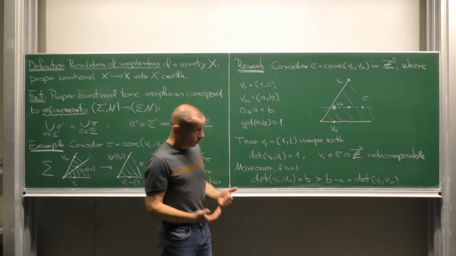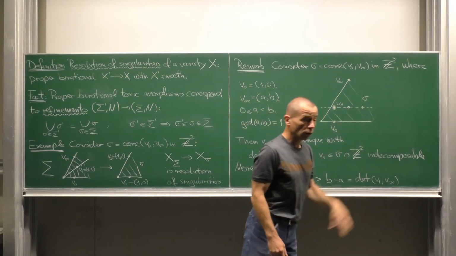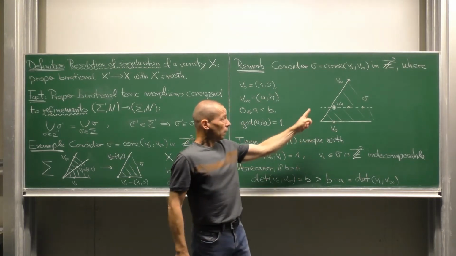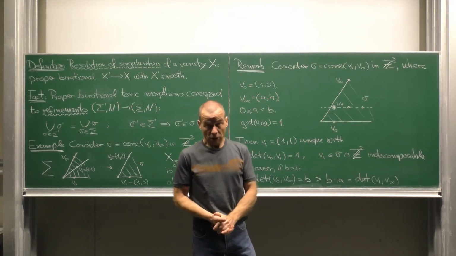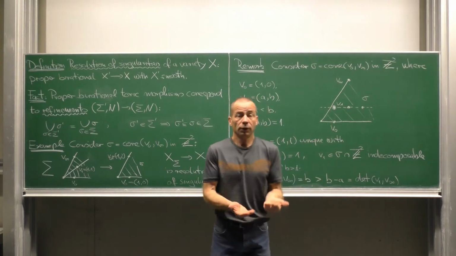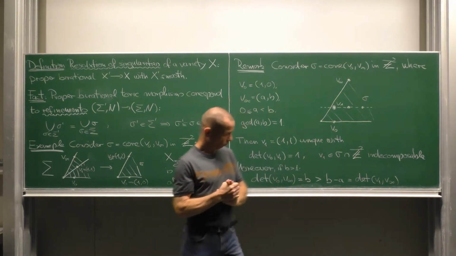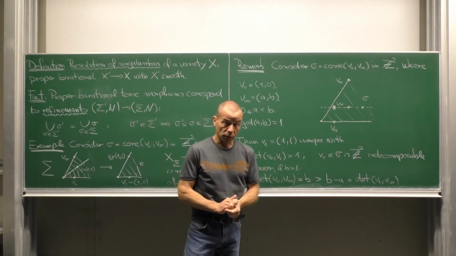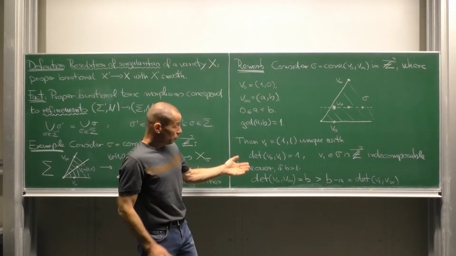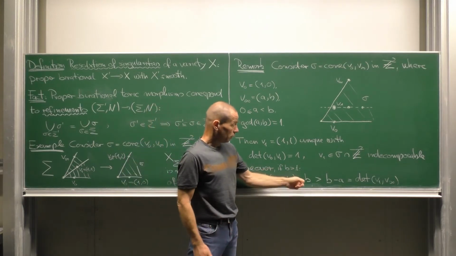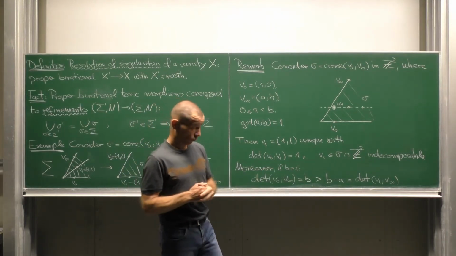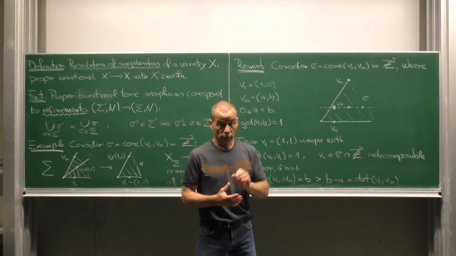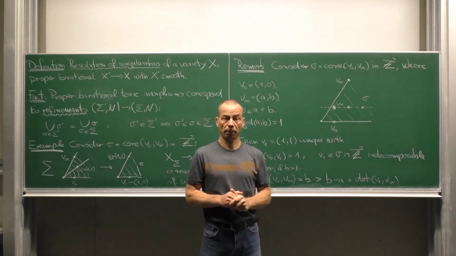Indeed, all vectors of determinant 1 with v_0 lie on the axis shifted to height 1. Some of them are inside sigma, and our v_1 is the one closest to the boundary of the cone. Moreover, if b is greater than 1, then the determinant of v_0, v_infinity, equal b, is strictly bigger than b minus a, which is the determinant of v_1 and v_infinity.